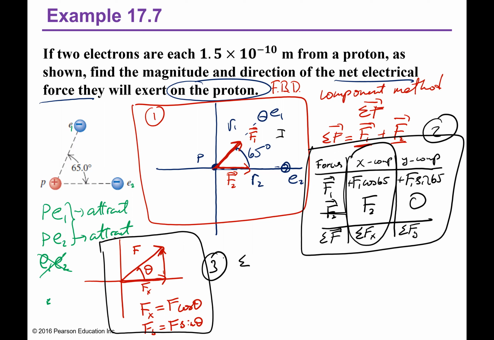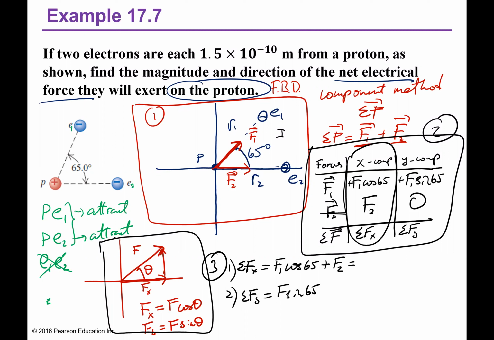Then step 3 will be the calculation of the net force in the X direction, which will be the sum of the X components. That means it's F1 cosine of 65 plus F2. And so this gives me my equation 1, and equation 2 will be the net force in the Y direction. And that will be, basically, in the Y direction, I have just F1 sine of 65.